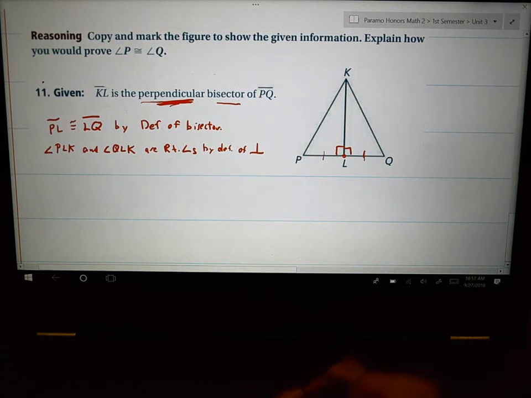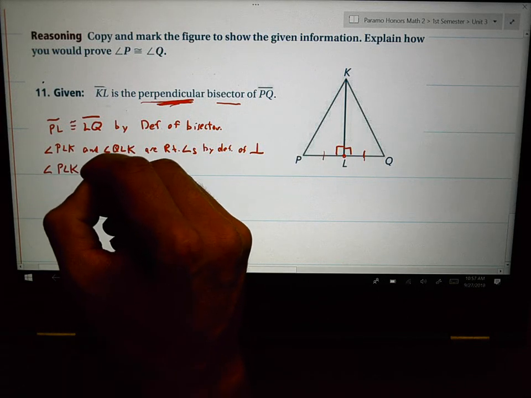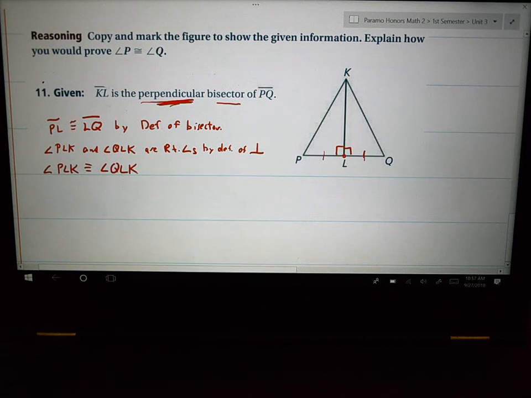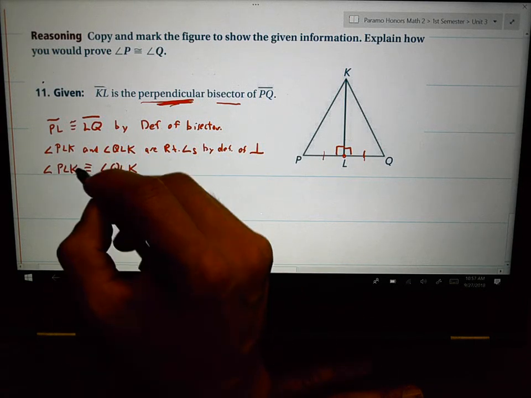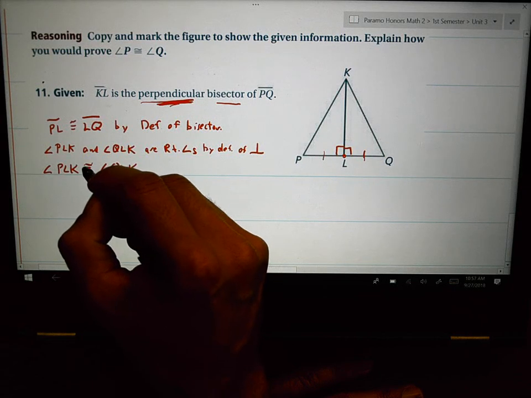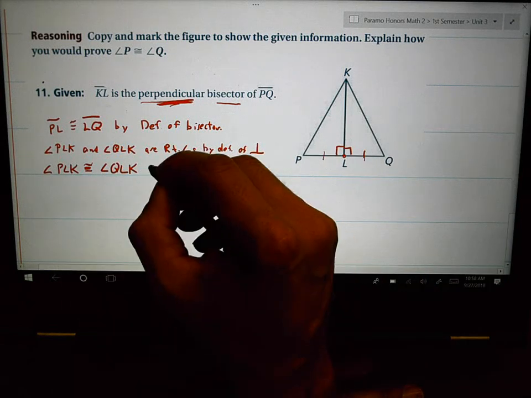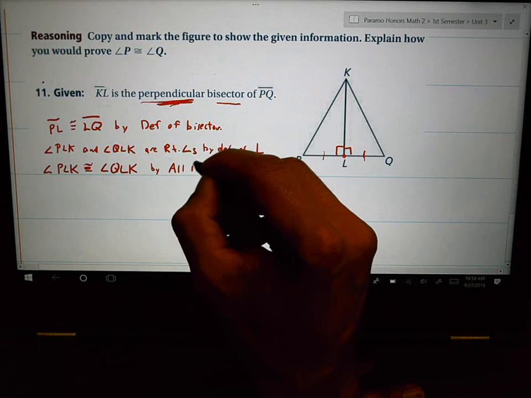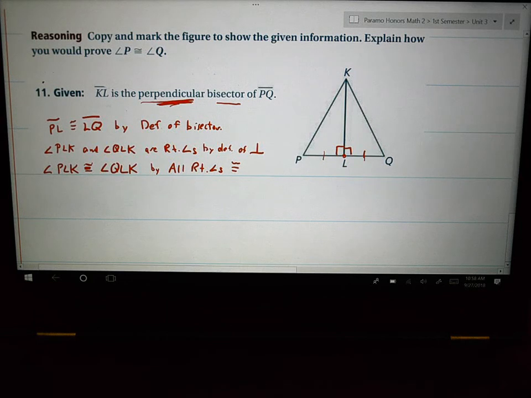Now what we're going to do is, we've said they're right angles. Now I can say angle PLK is congruent to angle QLK. The reason I do this step is because I've used the definition of perpendicular, but I didn't say that these two things were congruent to each other. When I say that they're congruent to each other, now I have an extra angle that's the same. How do I know this? Because all right angles are congruent to each other. If I have one right angle, that's always going to be congruent or equal to another right angle. All right angles are congruent.